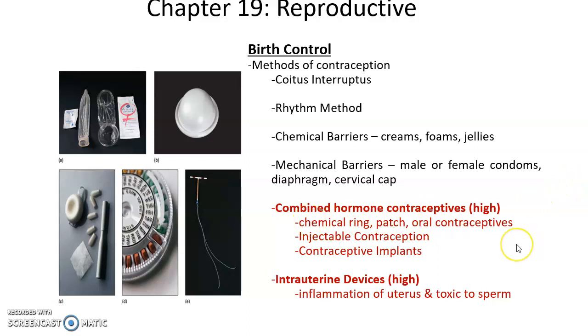Very effective is combined hormone contraceptives. This is things like the pill, chemical rings or patches, oral contraceptives, injection of hormones. Basically, the woman is taking hormones like progesterone and estrogen specifically to trick the body into thinking that she's pregnant, and so doesn't release the oocyte. And then, of course, another device is the intrauterine device. It is placed by a medical professional into the uterus, causes the lining of the uterus to become inflamed, thereby preventing implantation, and also it is toxic to sperm.